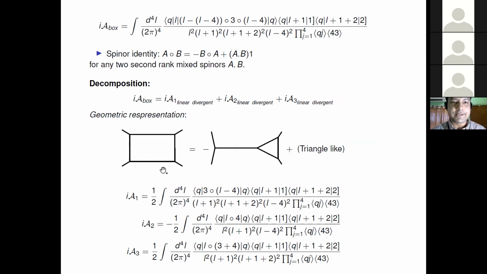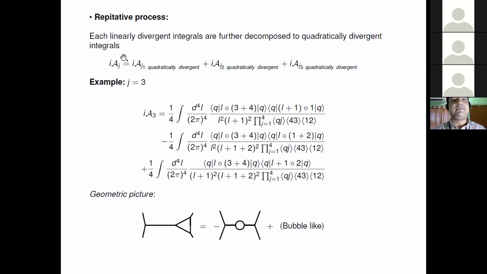And the geometric representation stands like this. So this box integral is given by this triangle integral plus some triangle-like integrals. One of the integrals among these is exactly a triangle integral, and the other integrals are linearly divergent integrals. So I just call them triangle-like. We repeat this process, and we again use these linearly divergent integrals and decompose them into quadratically divergent integrals. So each of these linearly divergent integrals becomes quadratically divergent integrals. The geometric picture again stands like this. So one triangle integral is given by the bubble integral plus bubble-like integrals.